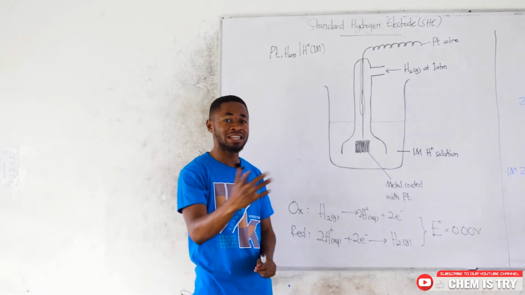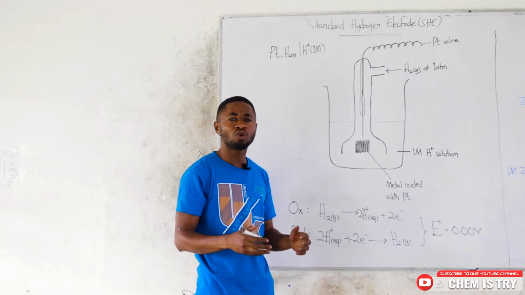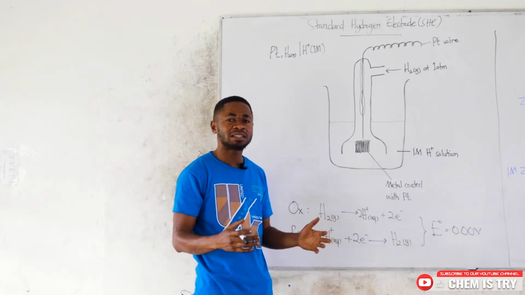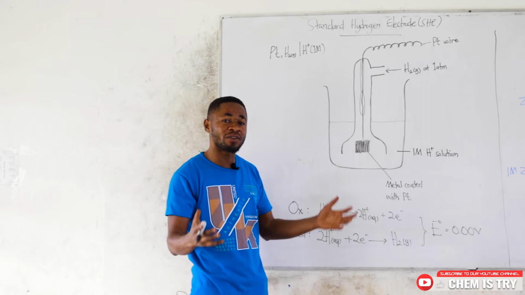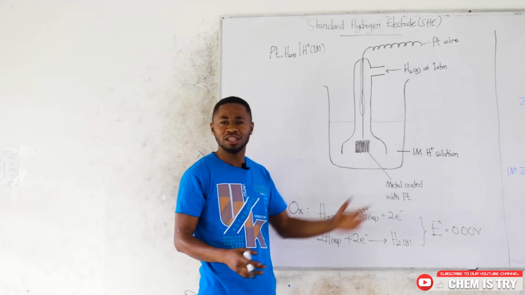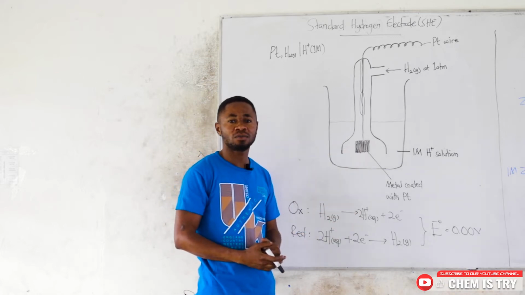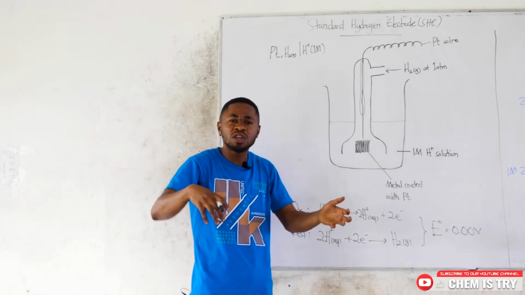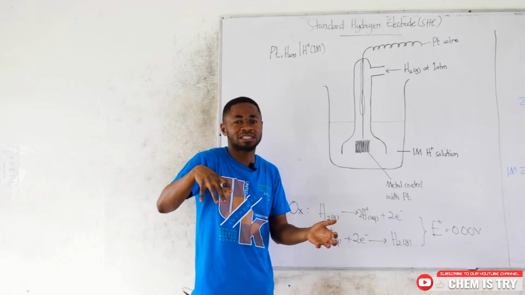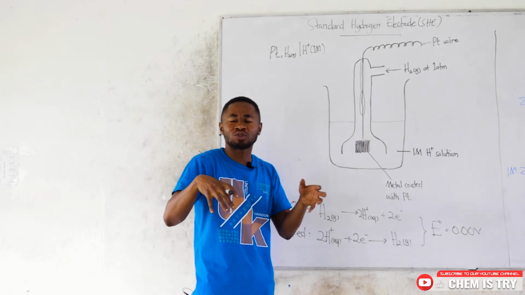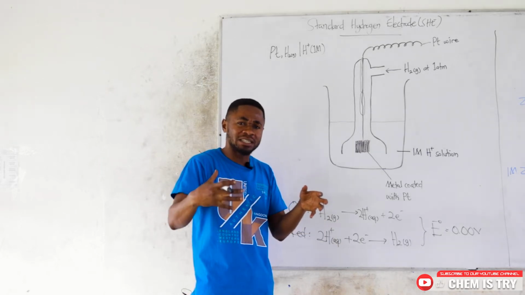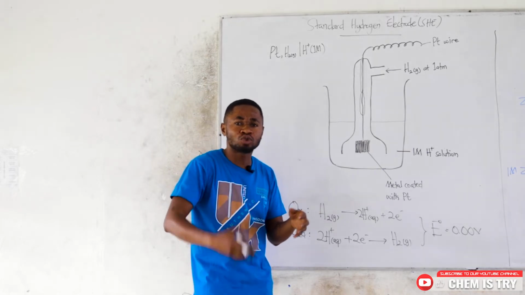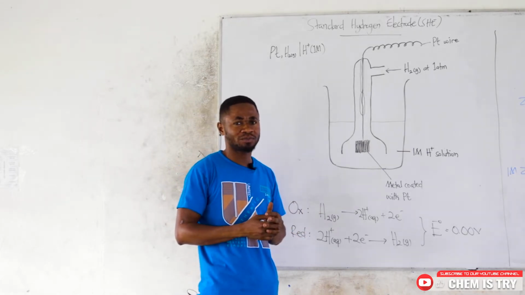For instance, we had lithium. So how could we have determined the standard electrode potential value for lithium? We should have hooked it up with something else. But what else can we hook up the lithium cell to? That will help us to know the ability of lithium to lose electrons.